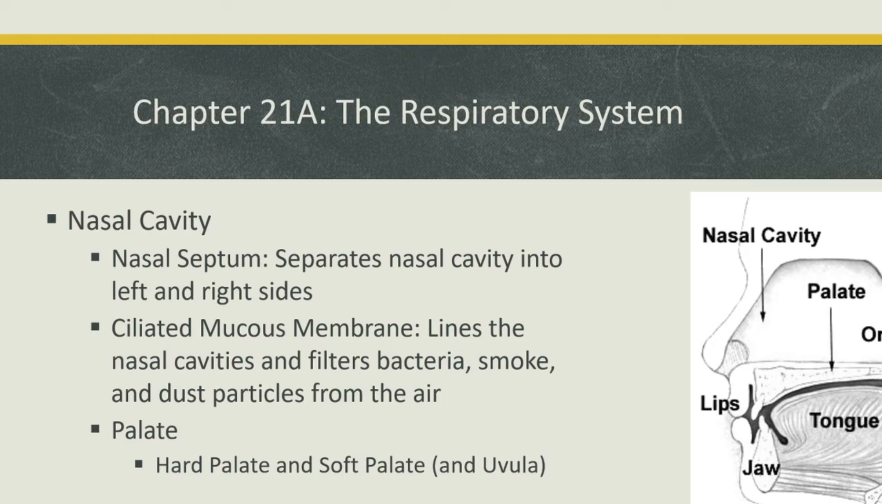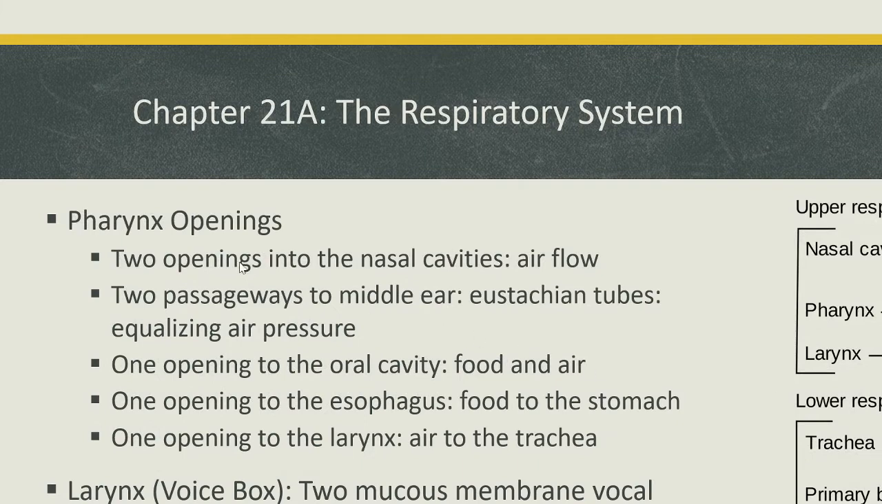This is the upper part of the throat. It extends from the nasal cavity to the esophagus. So the nasal cavity end would be right there. You have the label there, the pharynx, and then down to the esophagus. So roughly right there up to there would be the pharynx. And there are a variety of openings that the pharynx has, a total of seven: two, four, five, six, seven.